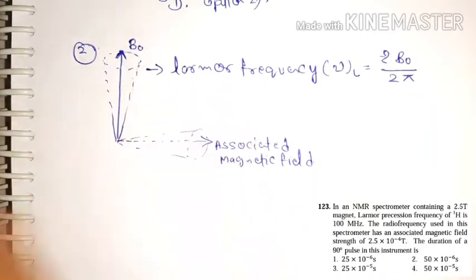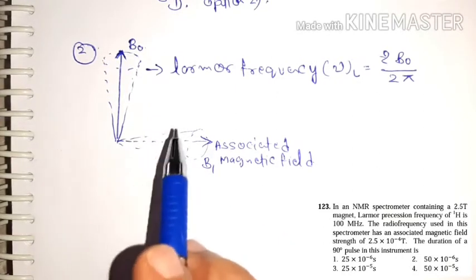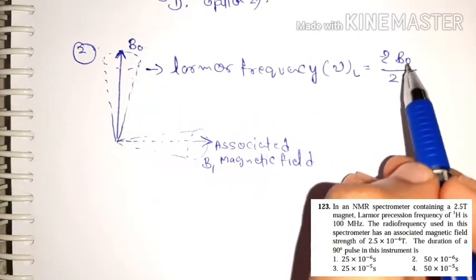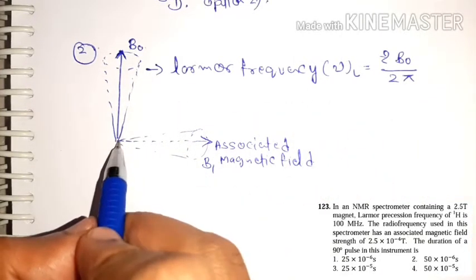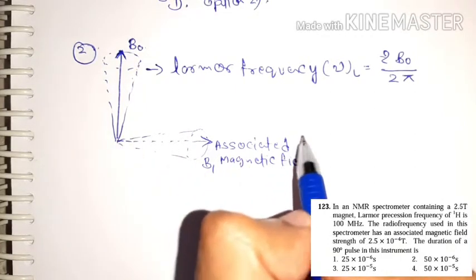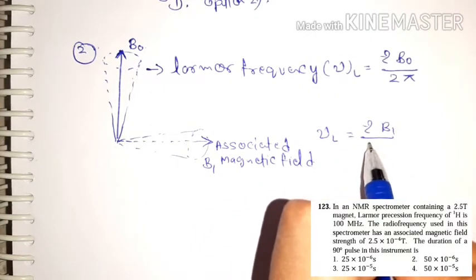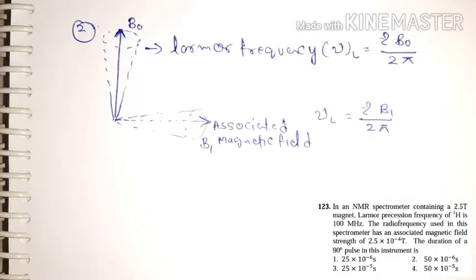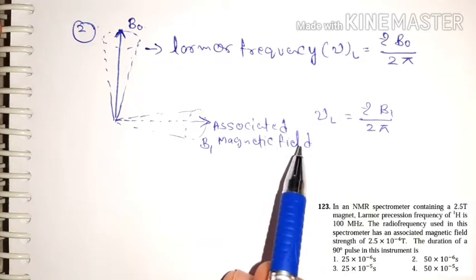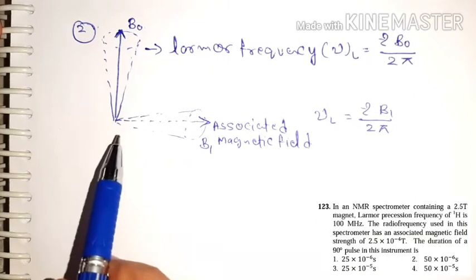Now this will be denoted by B naught, and the associated magnetic field will be denoted by B1. The Larmor frequency associated with your applied magnetic field will be gamma B naught upon 2 pi. The Larmor frequency associated with the associated magnetic field will be given by gamma B1 upon 2 pi. This frequency is associated with the applied magnetic field, and this one with the associated magnetic field, which is perpendicular to your applied magnetic field.